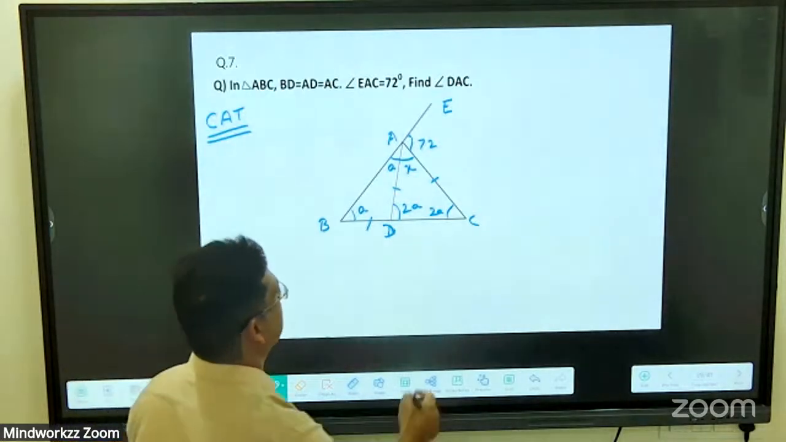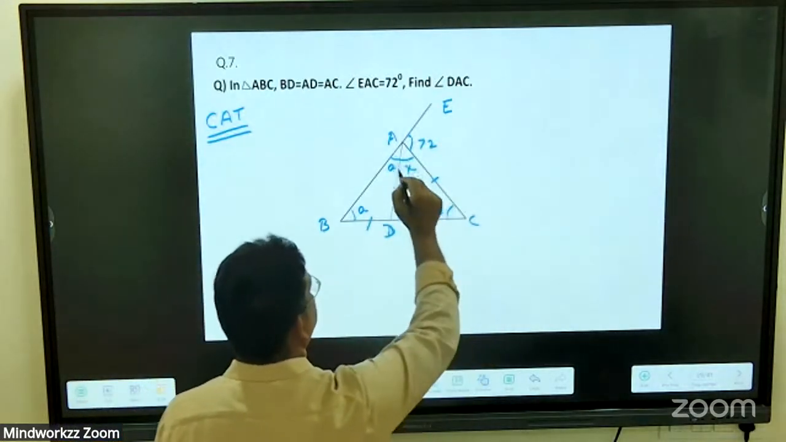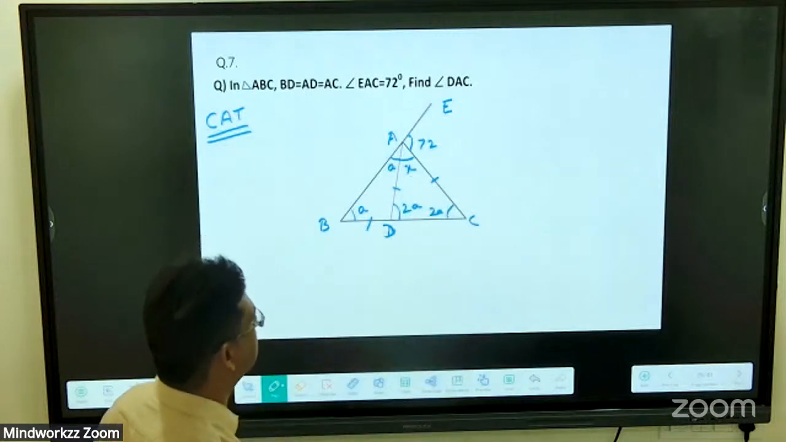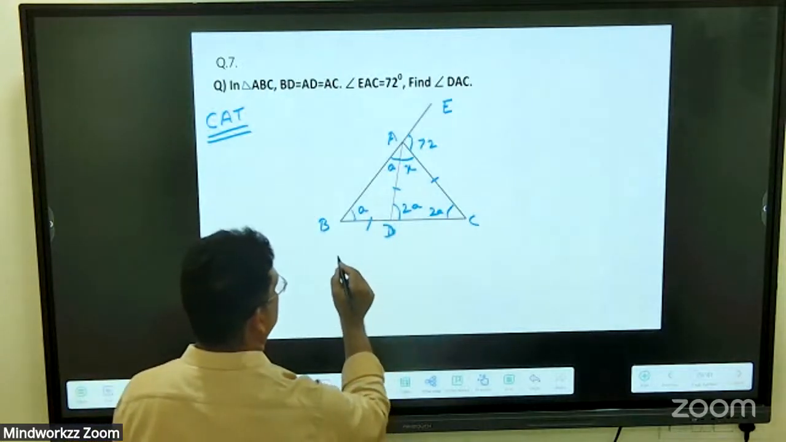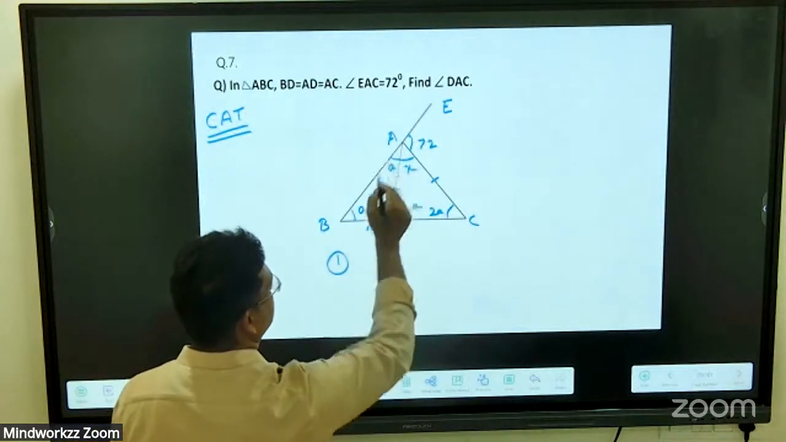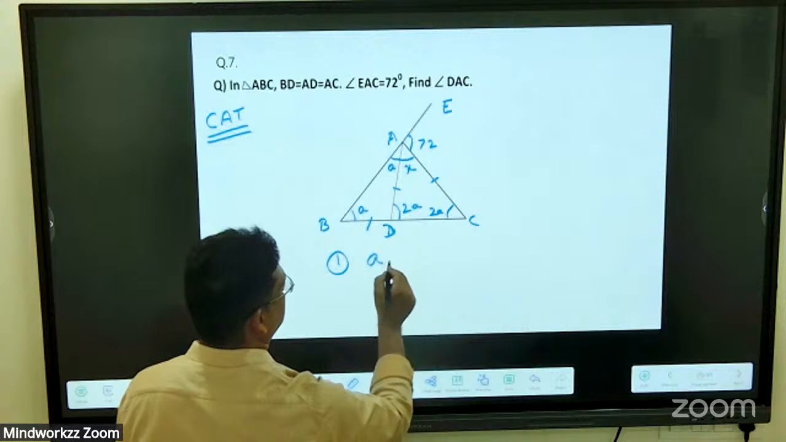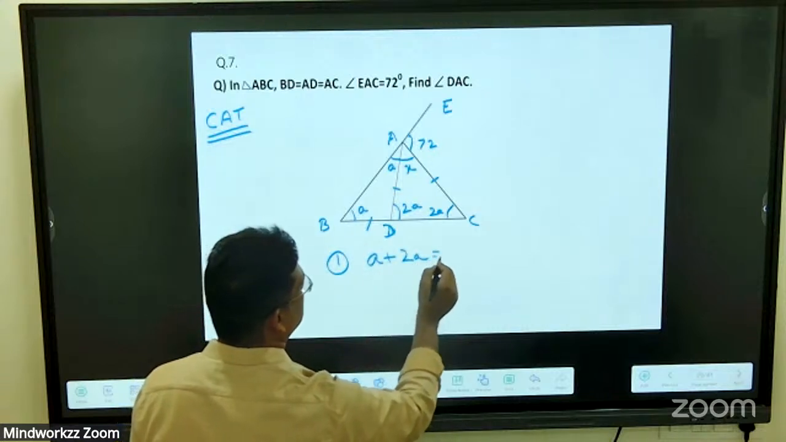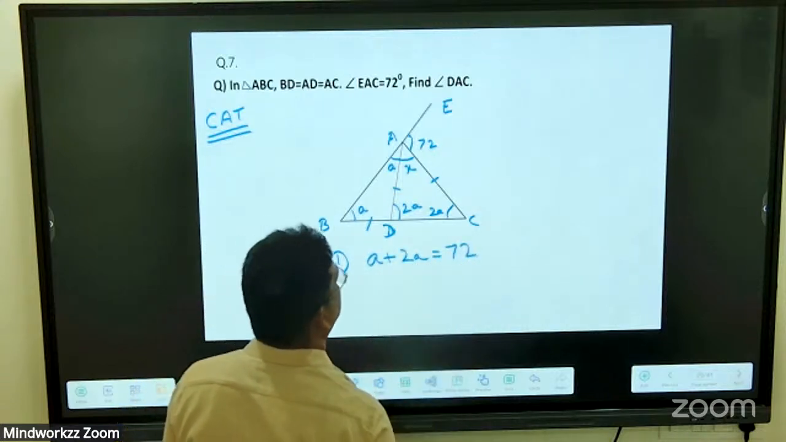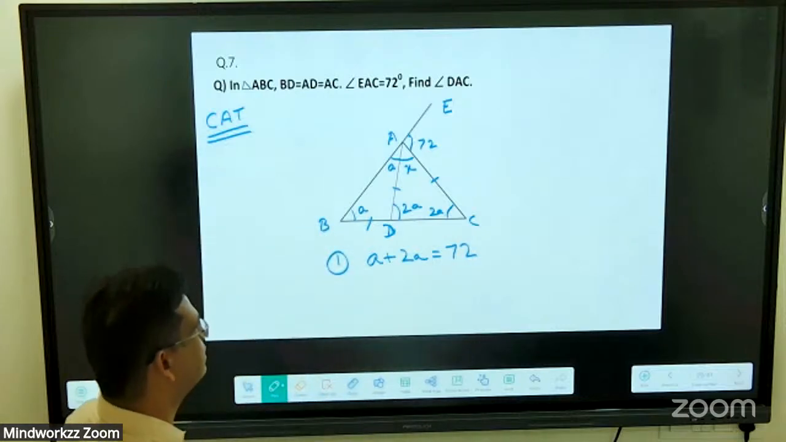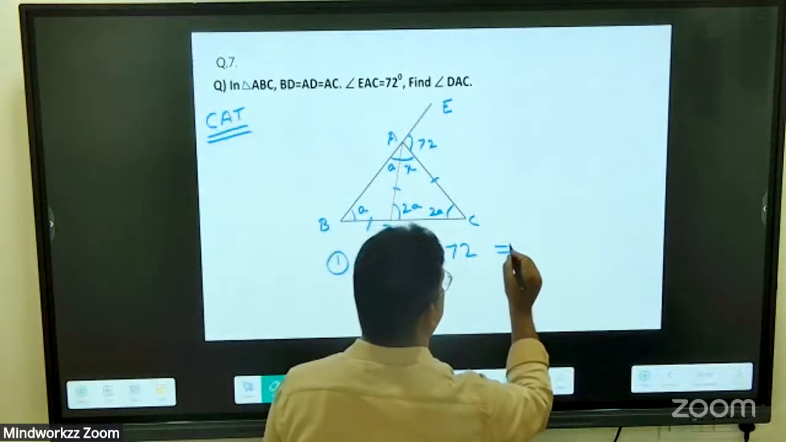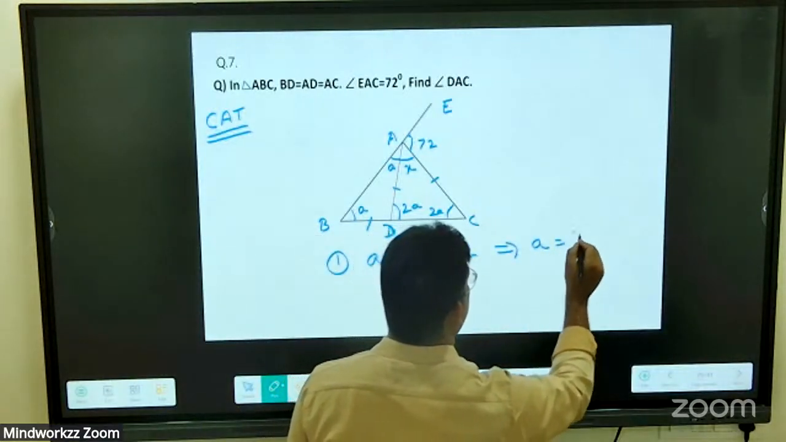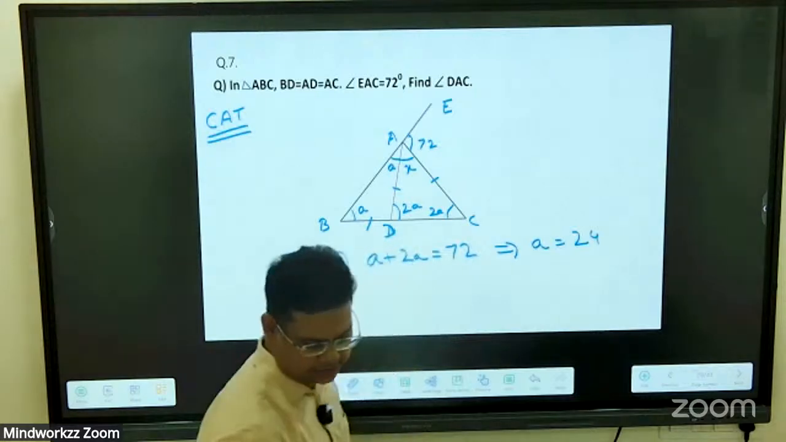And this is an exterior angle to this triangle. So 2A plus A. The first equation, you'd see triangle ABC: A plus 2A is equal to 72. Right? Can I say this? A plus 2A is equal to 72. From here, you will get A as 24. Correct?